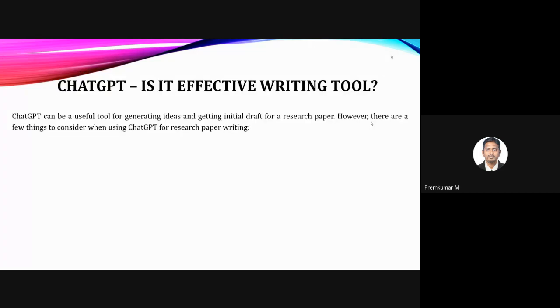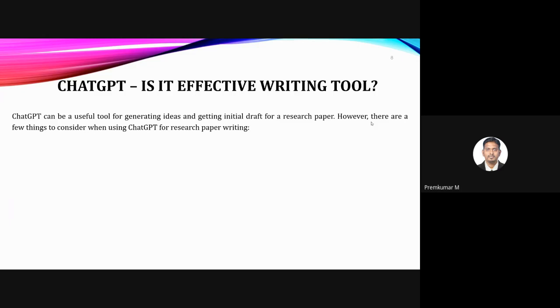Okay, the next one I'll be talking about is the AI tool. Nowadays we have so many AI tools available. Can we use those AI tools for writing a paper? That's what I'll be discussing here. This GPT can be useful for generating ideas and getting an initial draft for the research paper. However, there are a few things that need to be considered when you use this tool for research paper writing. If you want to get any kind of new idea, or draft the initial draft of your paper, yes, you can use it.